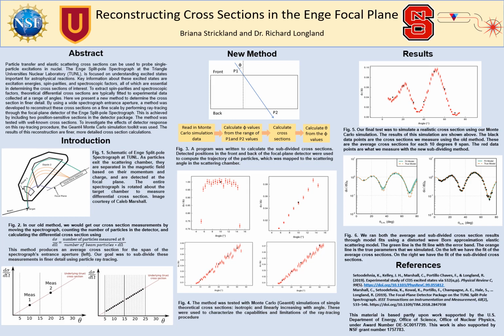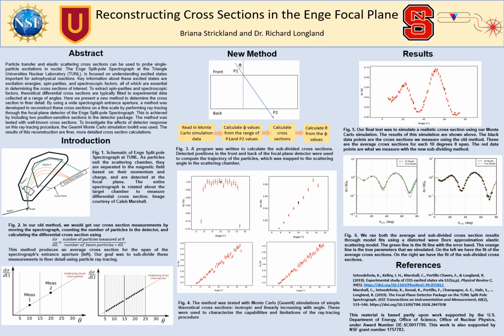The last test was to simulate a realistic cross-section setting in GEANT4, shown in Figure 5. The black points that you see here are the cross-sections we measured using the old method, and the red points are what we can now measure with the new subdividing method.